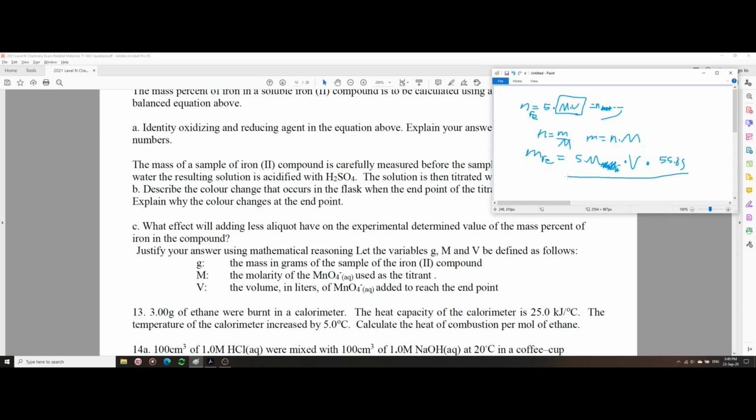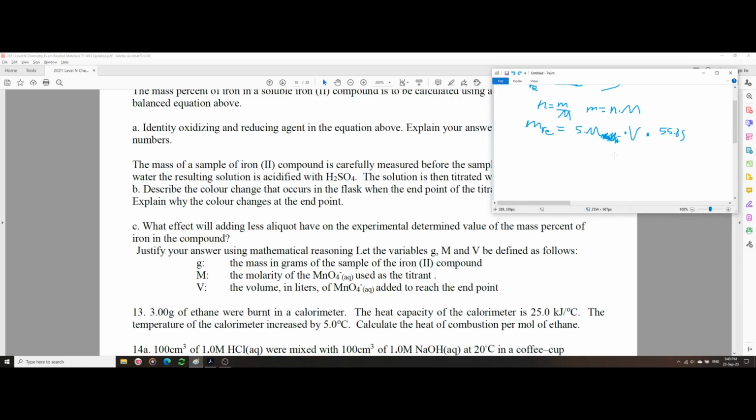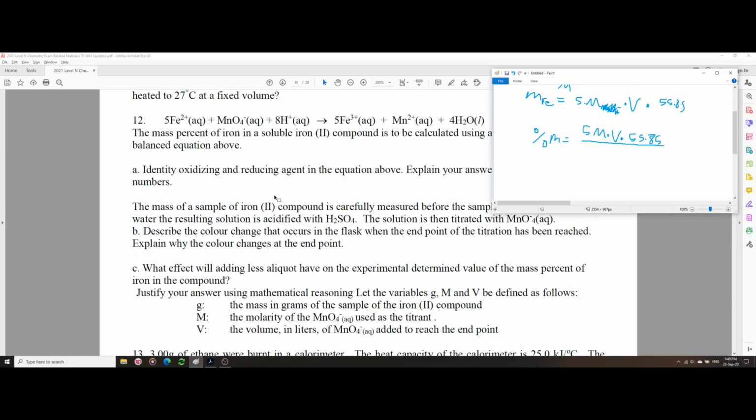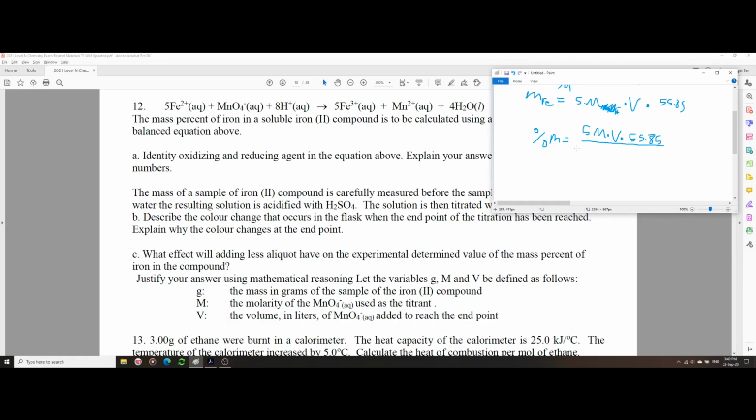So I'm just going to write it as a number so that you don't get confused if I write, let's say, another M. So now you want the percent mass. So how do you do this? Percent mass is simply, as we said, the mass of Fe over the mass of the Fe compound. So mass of Fe, 5, molar mass of the permanganate ion, volume of the permanganate ion, times the molar mass of the Fe itself, over the mass of the Fe compound, which is said here to be G. They give us G. So now you truly understand why they gave us M, V, and G. So now we have this equation.